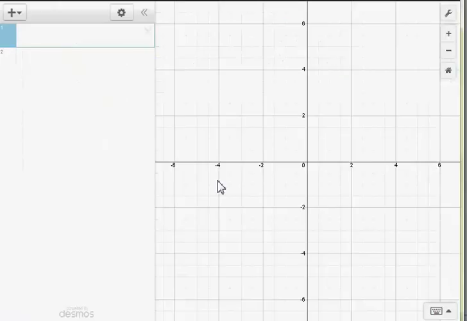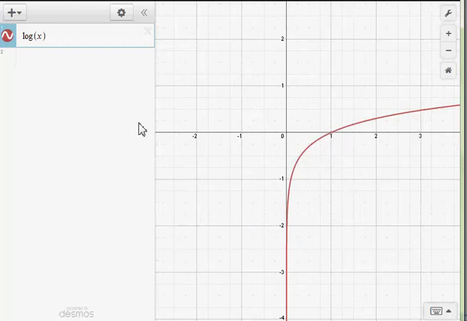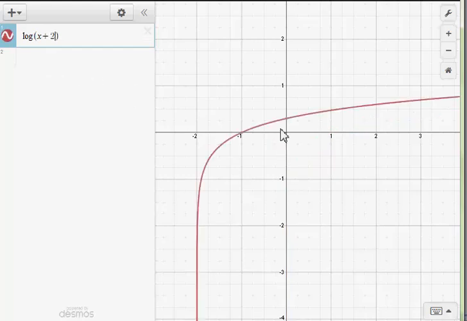Let's explore this using Desmos.com. I'm going to graph y equals log x. So here's the graph of a base 10 logarithm that has not been transformed. To shift the graph to the left 2 units, change the input of the logarithm from x to x plus 2. Notice the graph got moved to the left 2 units.